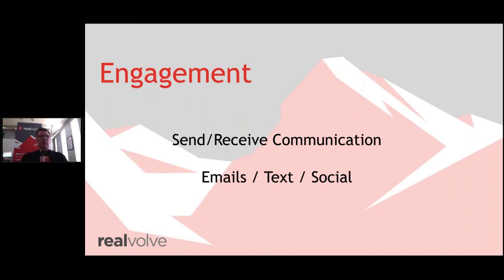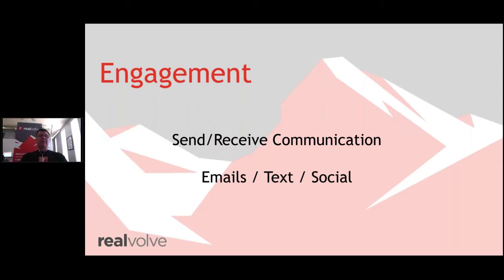Engagement. Engagement is another one of those key aspects of the relationship score. What we're looking at in engagement is the sending and receiving of communication. If we look at the emails you have sent, the text messages, the social media, the Twitter tweets, are those people opening them? Are they reading them? Are they replying to them? Is there engagement back and forth? If you send a monthly email to somebody and they don't open it, they don't reply to it, they don't look at it, is there engagement? Absolutely not.